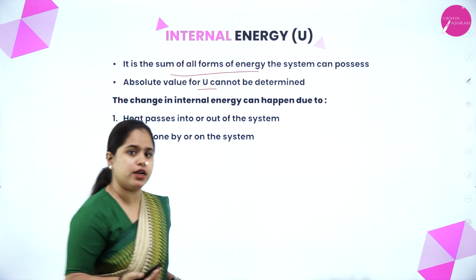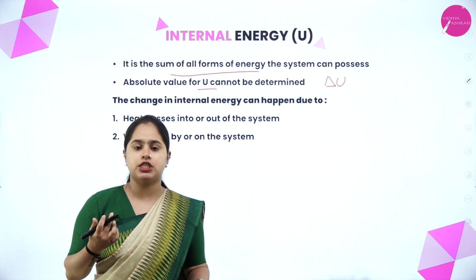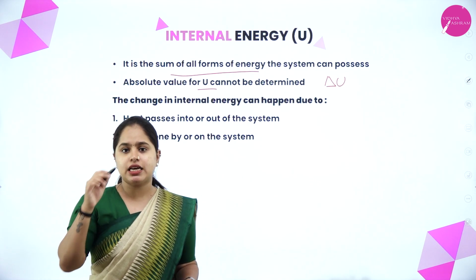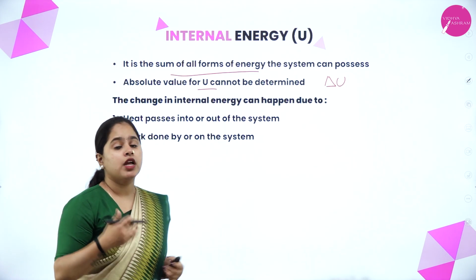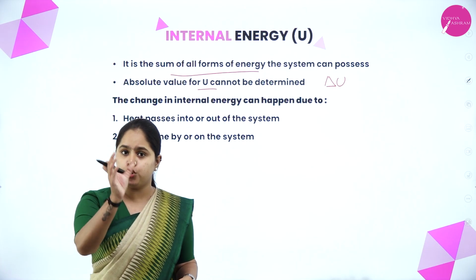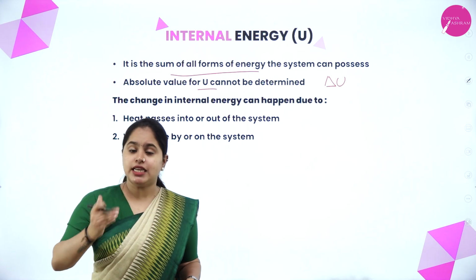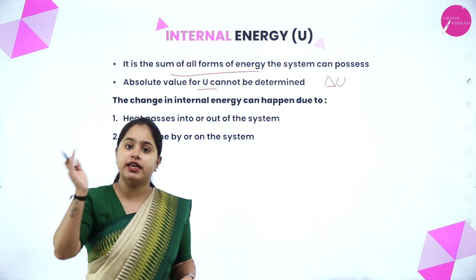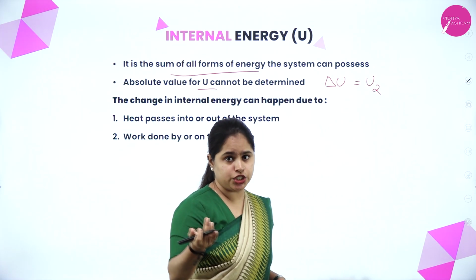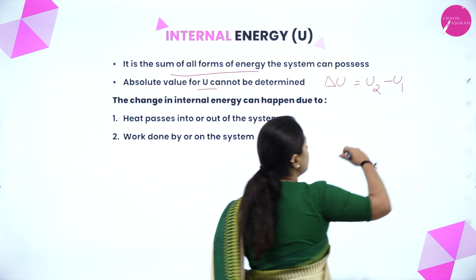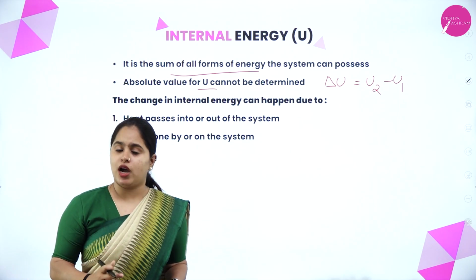What is it that you can determine? It is the change in internal energy. How do you represent change in internal energy? Delta U. The delta stands for change, right? How can you determine it then? If you can't measure the absolute value for U, the internal energy, you can't calculate U, but you can calculate the change in internal energy. If finally the internal energy was U2, and initially the internal energy is U1, then U2 minus U1 gives you delta U, that is the change in internal energy. I hope that is clear.